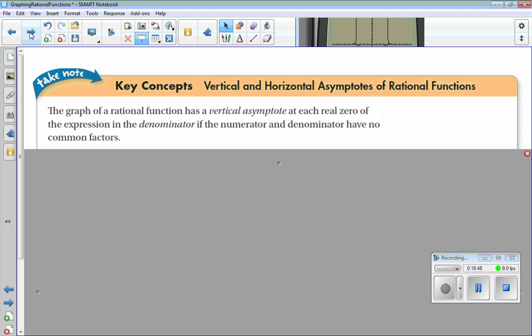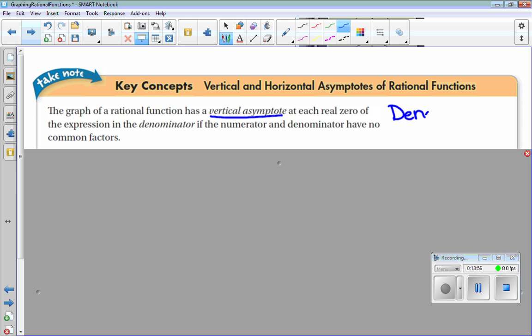Okay? So here's what you need to write down. Step 1. Vertical asymptotes are where the denominator equals 0. Okay? So you have to find those. You don't have to write the whole thing. Vertical asymptotes, denominator equals 0 is good enough.